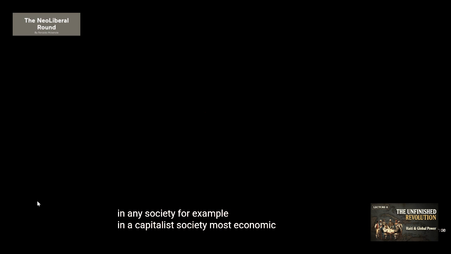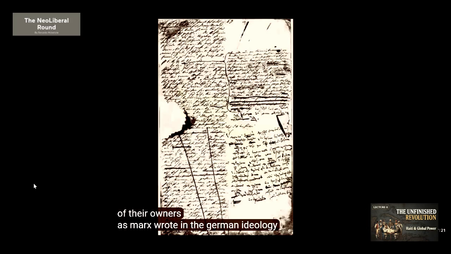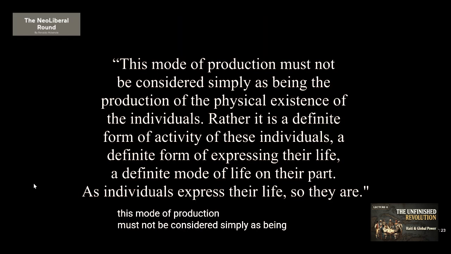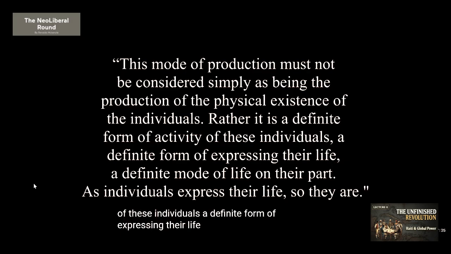For example, in a capitalist society, most economic activity is in private hands, and businesses act in a way that promotes the profits and interests of their owners. As Marx wrote in the German Ideology, this mode of production must not be considered simply as being the production of the physical existence of the individuals. Rather, it is a definite form of activity of these individuals, a definite form of expressing their life, a definite mode of life on their part.